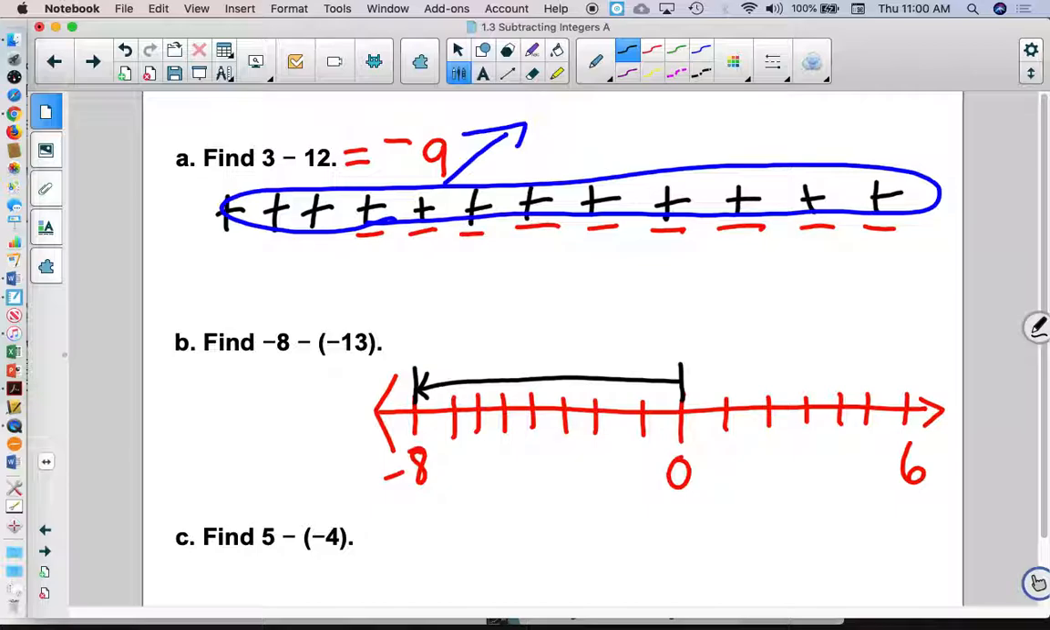Minus says to turn around. So I'm going to turn around, and I'm going to go how many steps? 13. 1, 2, 3, 4, 5, 6, 7, 8, 9, 10, 11, 12, 13 is right there. Where am I now standing? 5. Okay? Jaden, find negative 8 and start at 0 and walk out to negative 8.